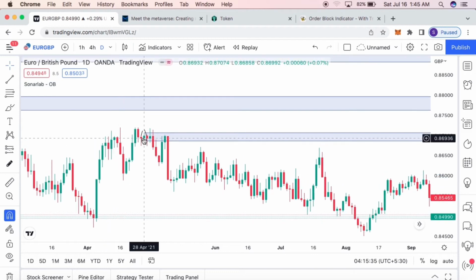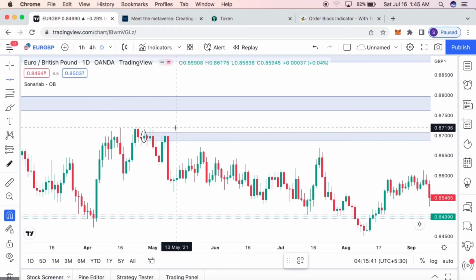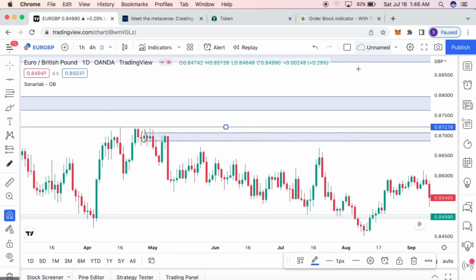So this is what we have here. Meaning I would put my stop loss here. Let me choose my horizontal lines. So meaning my stop loss would be here. This is my stop loss.